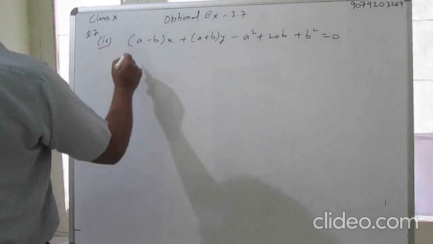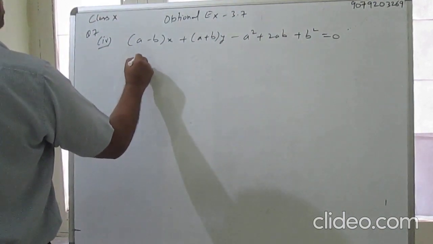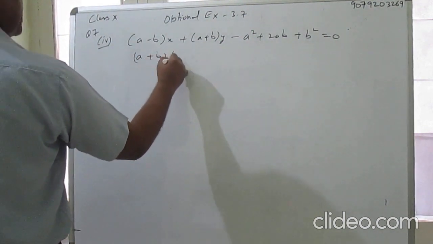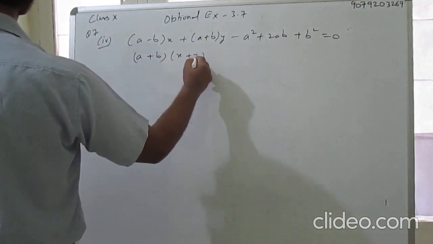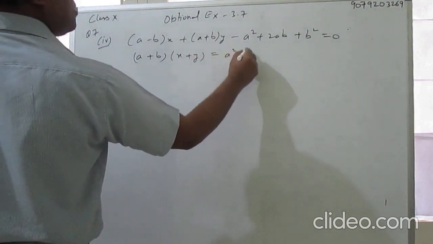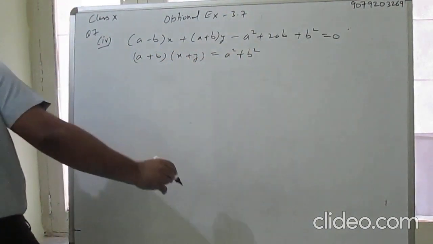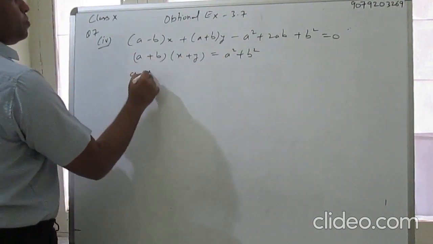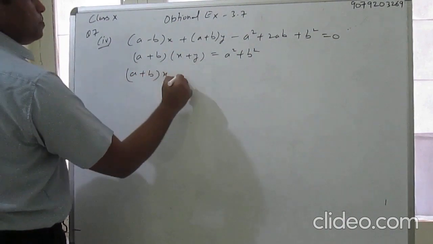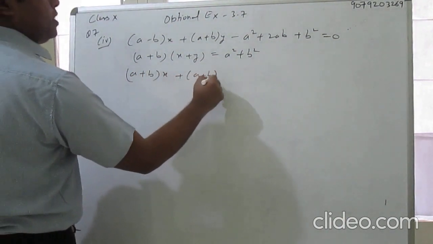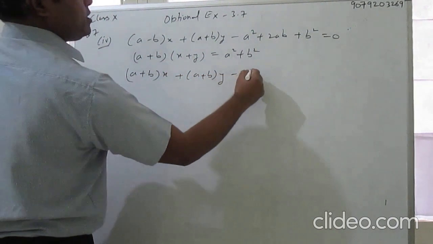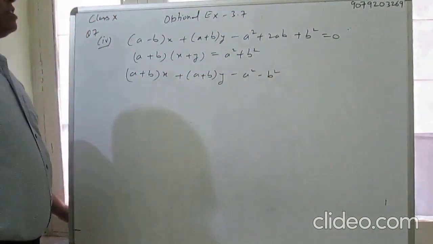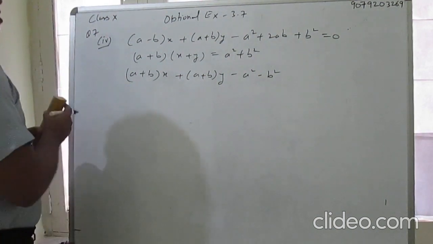And the second equation is a plus b bracket x plus y is equal to a square plus b square. You can rewrite it as a plus b into x plus a plus b into y minus a square minus b square. This is the second equation.